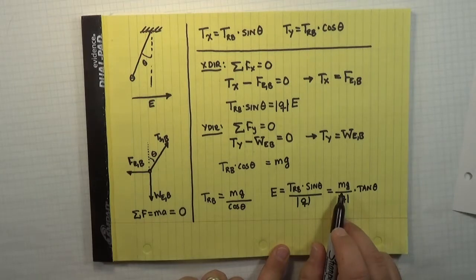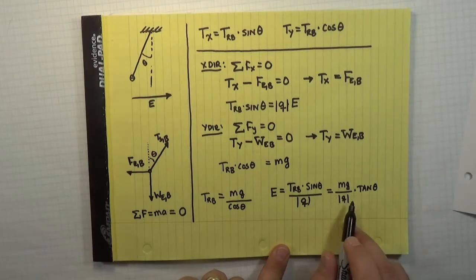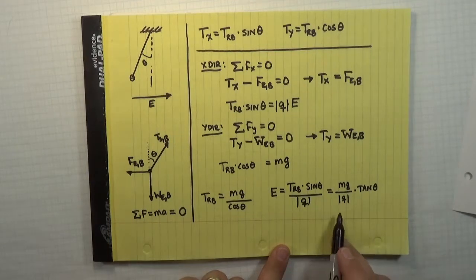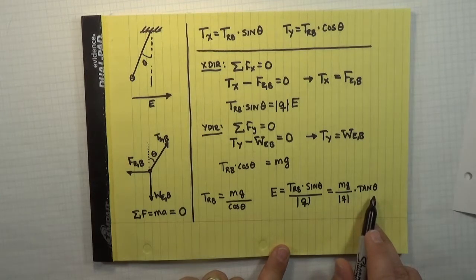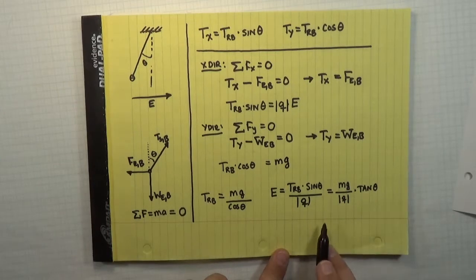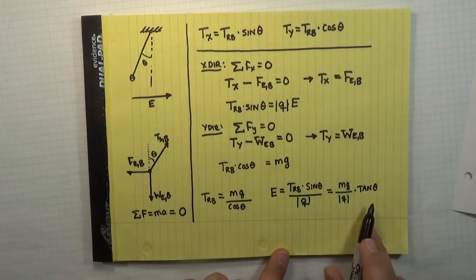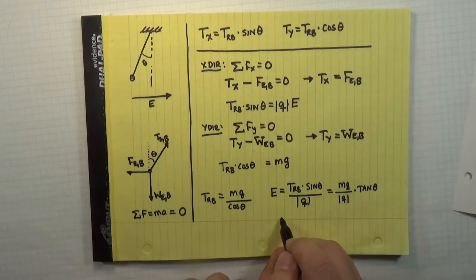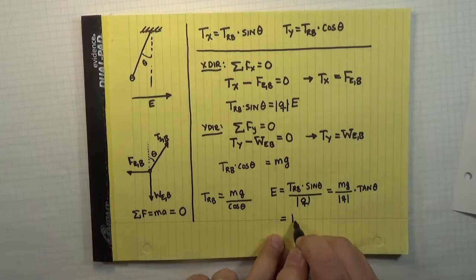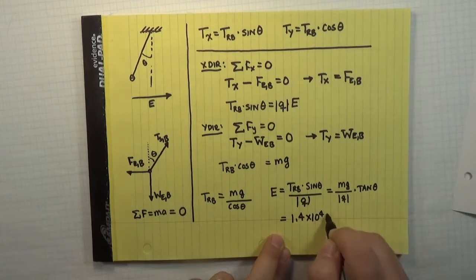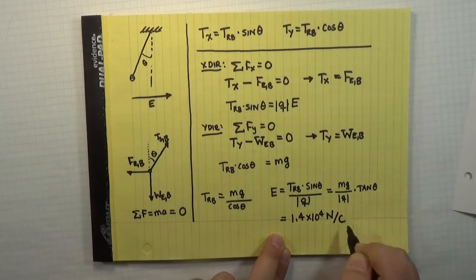The mass in the problem is 0.025 kilograms. Acceleration due to gravity is 9.81 meters per second squared. The charge is 3.1 times 10 to the minus 6 coulombs. And the angle is 10 degrees. Okay, I'm running out of space here, so I'm not going to write those numbers out on the pad, but you can insert them, carry the units with you. And if you punch those into your calculator, you will find that the electric field is 1.4 times 10 to the 4 newtons per coulomb.